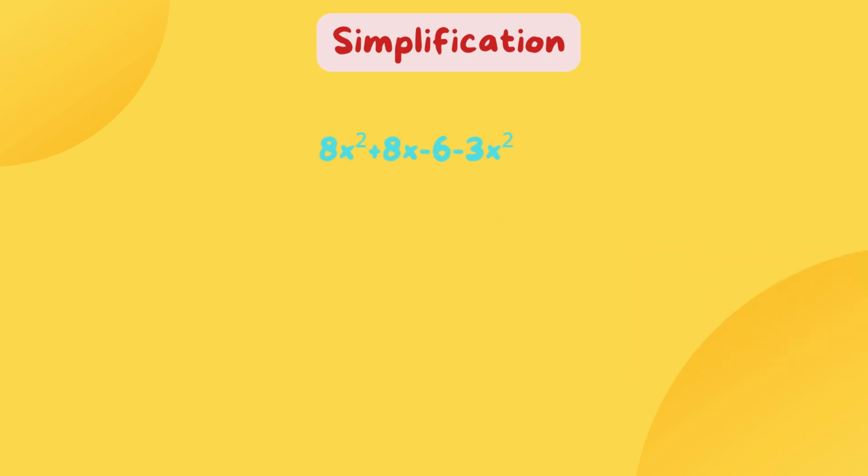Our next expression. Don't panic seeing a long expression. Just follow the golden rule. We will first identify the like terms. So 8x square and minus 3x square are like terms because they have both the same variable and same power. 8x is single, and minus 6 and 11 are constants, so they are also like terms. We will group them: 8x square minus 3x square together, plus 8x, plus 11 minus 6.